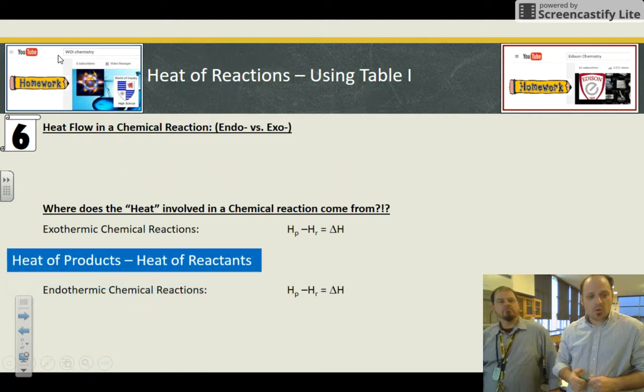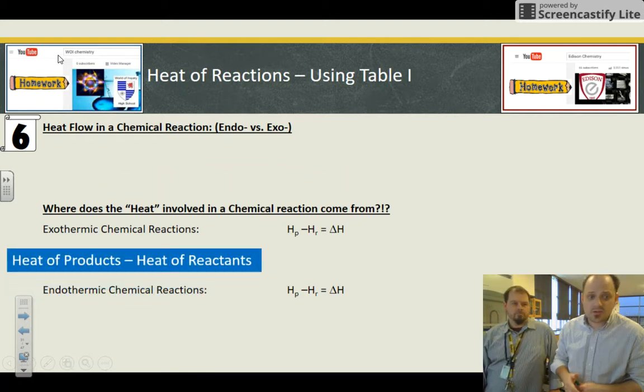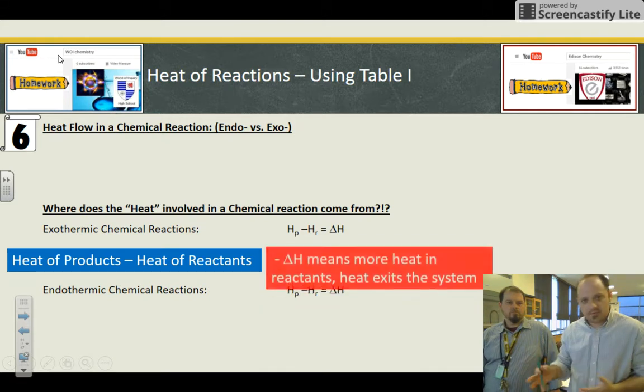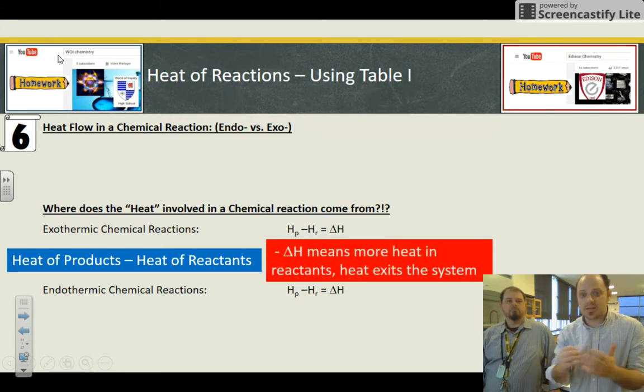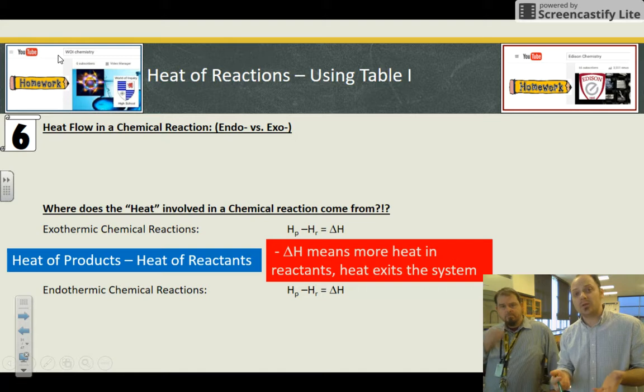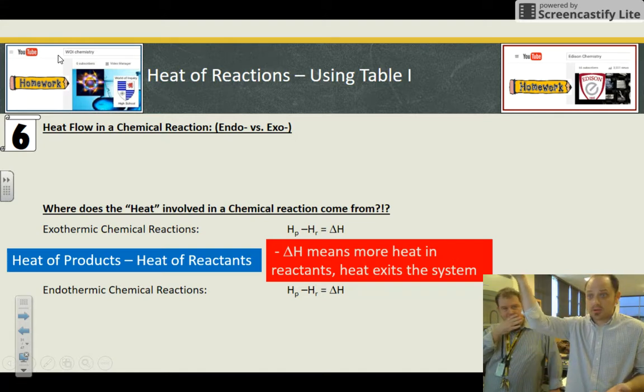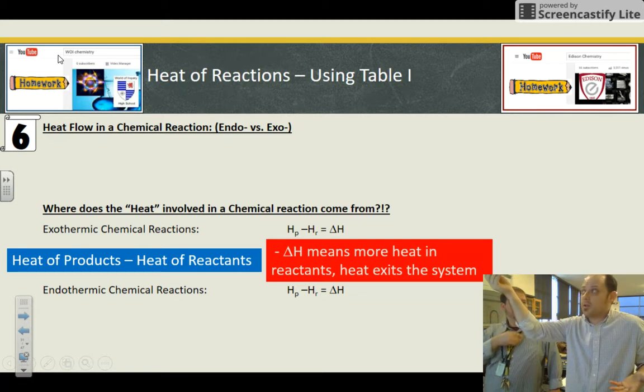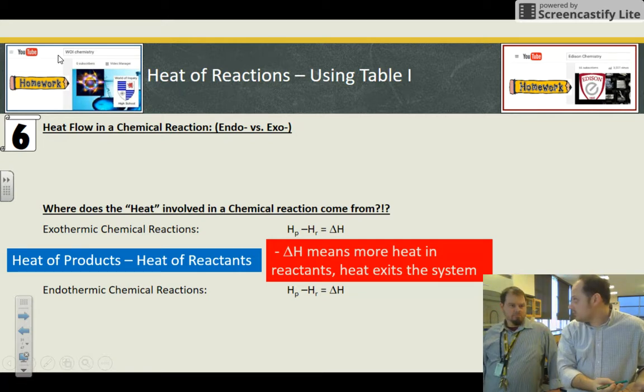So for exothermic chemical reactions, the way we figure out the amount of heat is we always do heat of the products minus the heat of the reactants. And that is how we get the sign for delta H. If delta H is negative, it means that there was more heat in the reactants and that heat is exiting the system. So again, reactants up here and products down here, heat leaves the system, negative value.